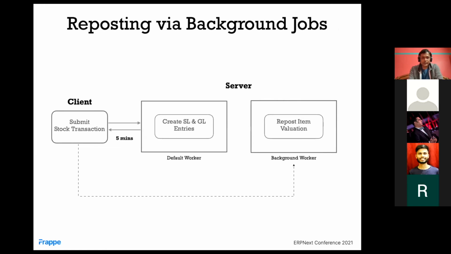So to fix that, we broke the server process into two parts. When you submit the stock transaction, it will only create stock ledger and GL entries, and it will update the quantity on bin and in your future stock ledger entries. But it will not repost item valuation immediately. That will be a separate process handled by a background worker, and that will be initiated after this process is completed. So in this way, we get rid of the timeout issue.